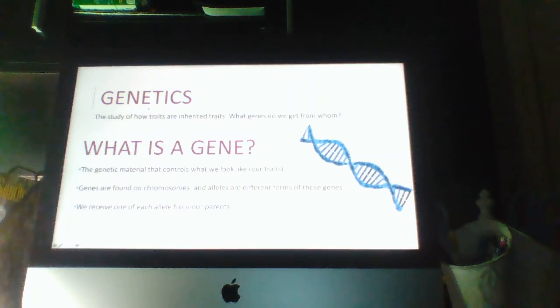Genetics is the study of how traits are inherited. And what do you think? What genes do we get and from whom? So this is what this study does. Let's talk more about a gene. The genetic material that controls what we look like, our traits. And if you'll remember, those genes were part of the ladder, okay, in that double helix. Genes are found on chromosomes, and alleles are different forms of those genes. We receive one of each allele from our parents.